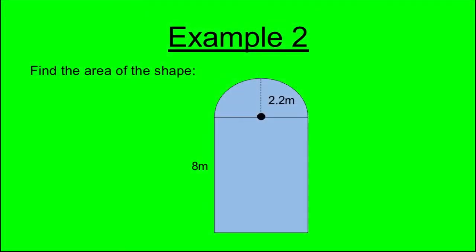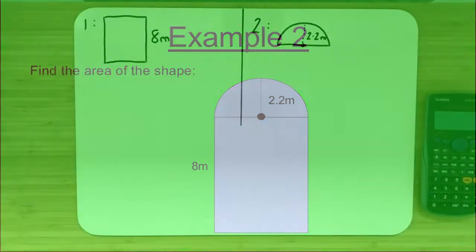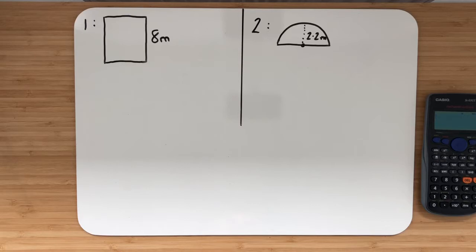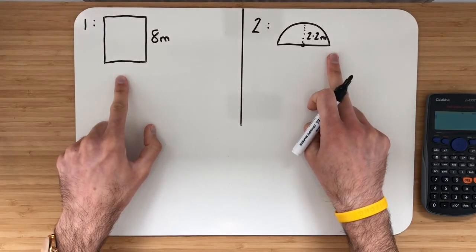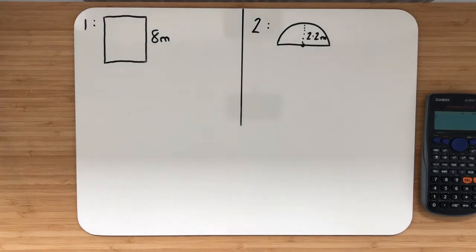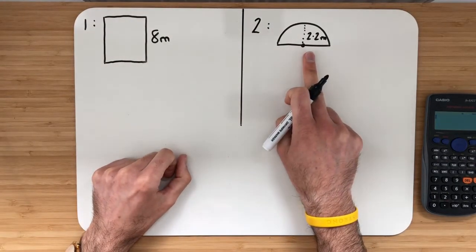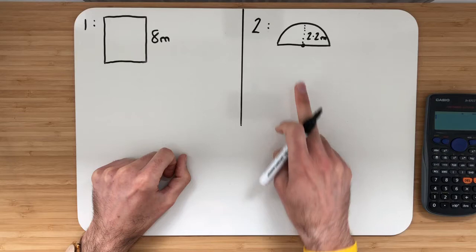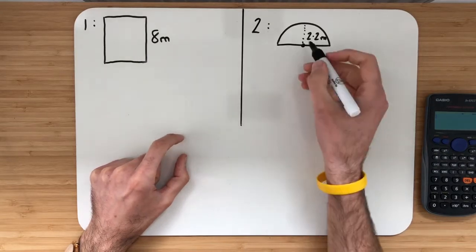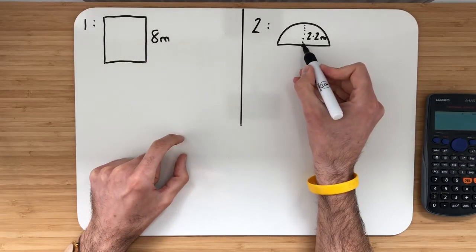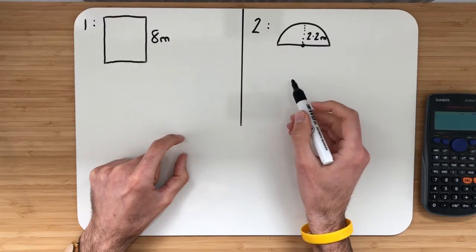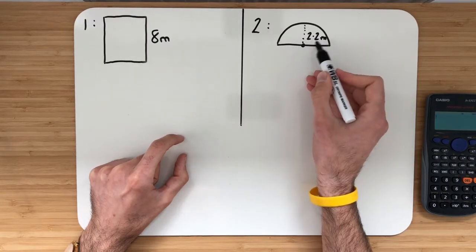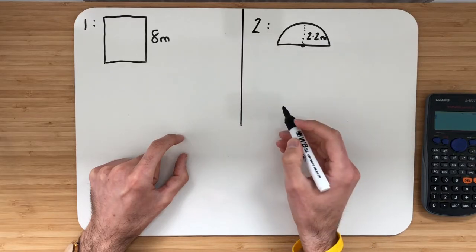Example 2. Find the area of the shape. In example 2, we've once again been given a combined shape which has a rectangle and semicircle. The dimensions are slightly different. If we look here at the semicircle, we've been given this dotted line. So I'm going to start with this first of all. A dotted line going from the centre to the edge of the circle makes that a radius. Any straight line going from the centre to any point on the edge of the circle makes it a radius.